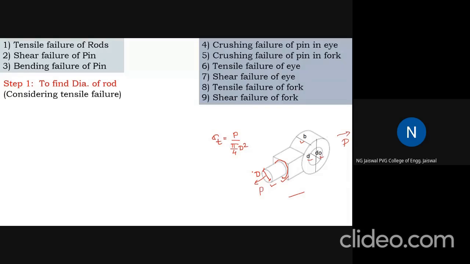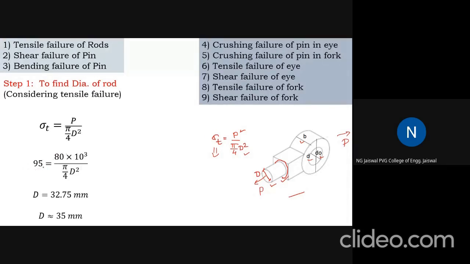Okay. And then what we do? Since D is unknown, P is known, sigma T is to be equated to permissible. And permissible we know, just now we found out the permissible. So therefore, sigma T is equal to 95 Newton per mm square. This was given in earlier slide actually.